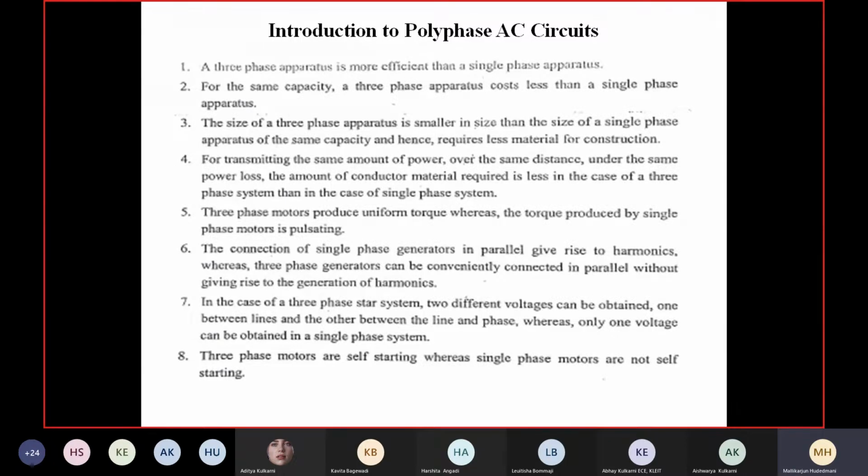In that way, three phase equipments are cheaper than single phase equipment for a certain capacity, whether HP or kilowatt is considered. This is another important aspect. The size of the three phase apparatus is smaller than the size of single phase for the same capacity, hence it requires less material and less space. This is very important. Now this is a very interesting aspect.